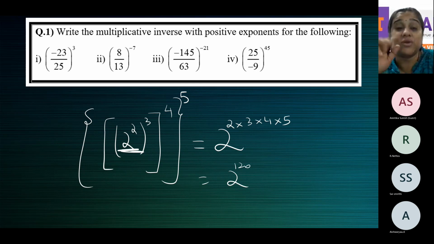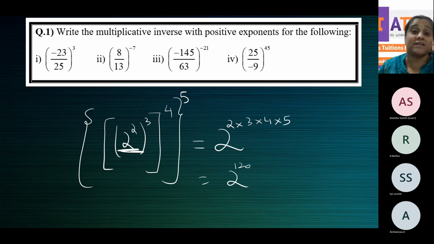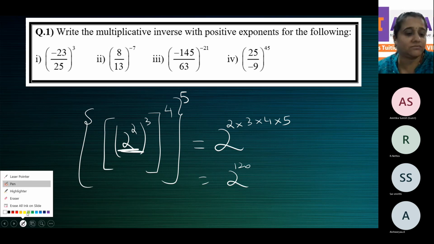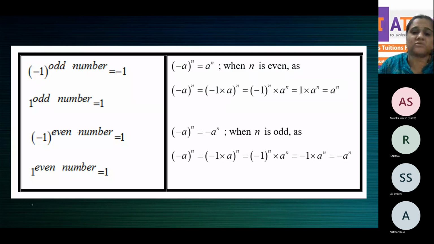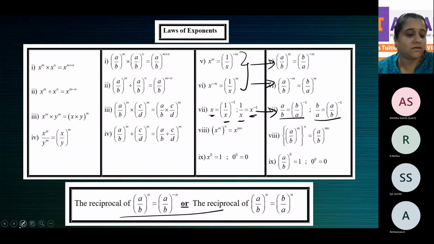So there's one base, but it's raised to many powers. It's raised to multiple powers. So multiply all the powers. Not add the powers, multiply the powers. Is that understood? Yes, ma'am. So that is what this rule is.